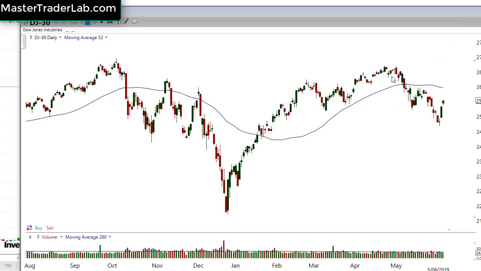So when this was breaking out, I'm just like, you know what? I don't buy this. I'm expecting a pullback here because we just haven't had enough time going sideways.